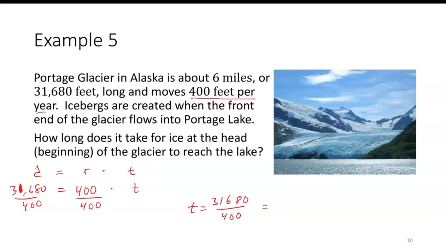So we got 79.2, and since my rate was in terms of years, my time is going to be in years. So basically, the glacier takes about 80 years to go 6 miles.